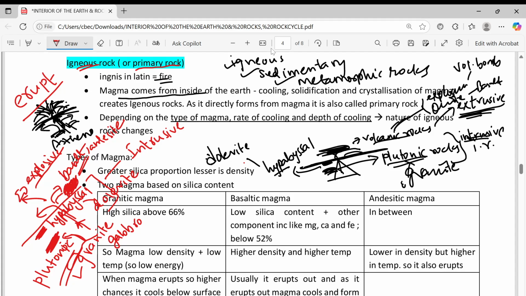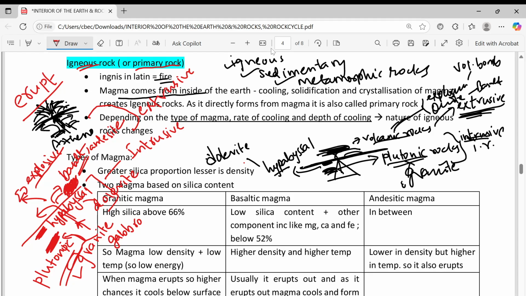Outside on the surface, two types. One is explosive. Explosive means, for example, big ash and volcanic rocks are coming, volcanic bombs we say. Another one, quiet eruption, that is basalt. Basalt is an important example. And these explosive and quiet eruptions together we call volcanic rocks or extrusive rocks. So what is an igneous rock first? It forms directly from magma. Magma comes outside, cools down and forms as a rock. It is also called a primary rock. So there are two types of igneous rocks.